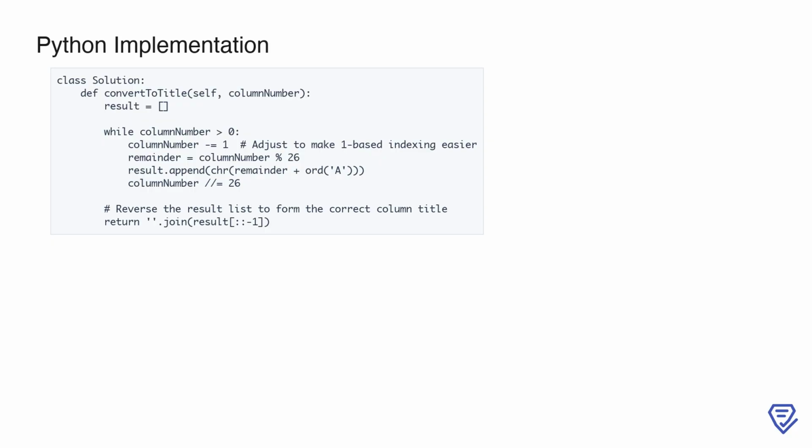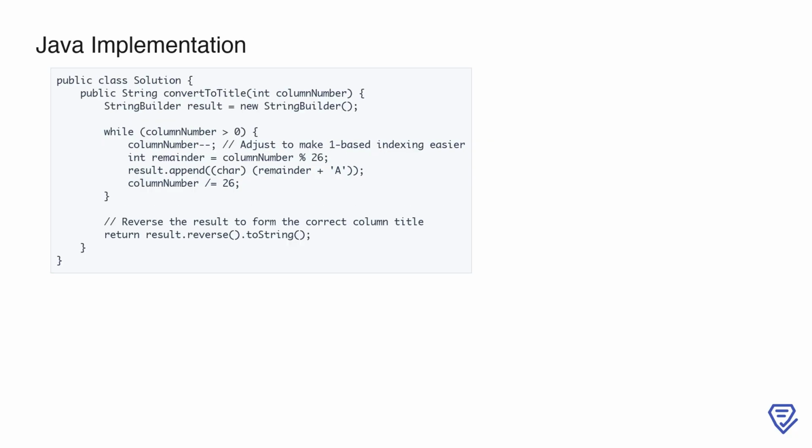Finally, the result list, which contains the letters in reverse order, is reversed and joined into a string using ''.join(result[::-1]). This produces the correct column title. The algorithm handles edge cases such as small inputs, e.g., 1, and large inputs, e.g., 701 to ZY, efficiently. The time complexity is O(log_26 n), since the loop reduces the column number by a factor of 26 in each iteration, making the solution both elegant and efficient. This is the Java implementation for LeetCode problem number 168, Excel Sheet Column Title.